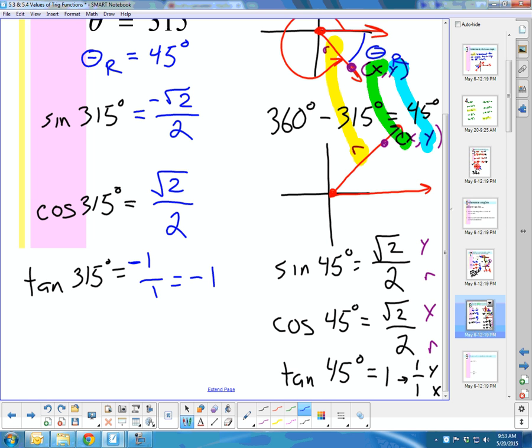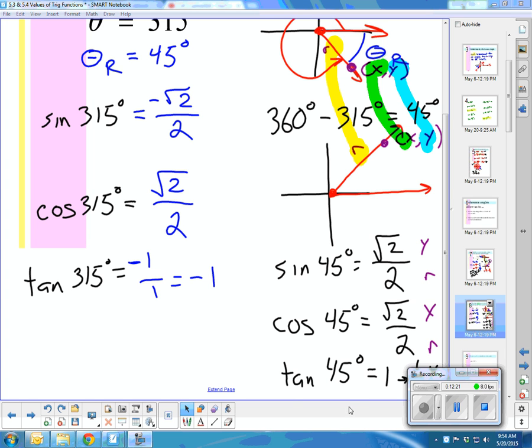All right, so there's a couple of examples about how we use reference angles, our circular definitions, using the signs of some values to find exact values of some trig functions. I hope you found it helpful. Keep practicing, and good work.